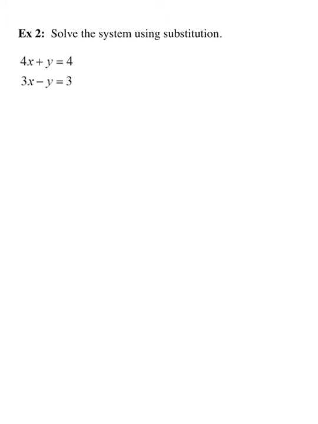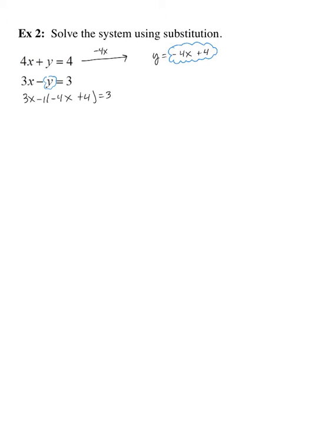Let's see. It's not set up with y equals yet, so that's no big deal. I can just subtract 4x from both sides. So we would get y equals negative 4x plus 4. Now that is set up. Every time I meet a y in my other equation, I can write down what it's worth. So I have 3x minus y, but now I'm going to replace that with negative 4x plus 4.